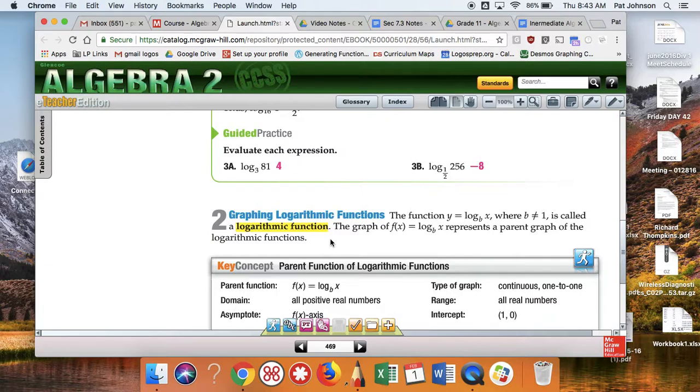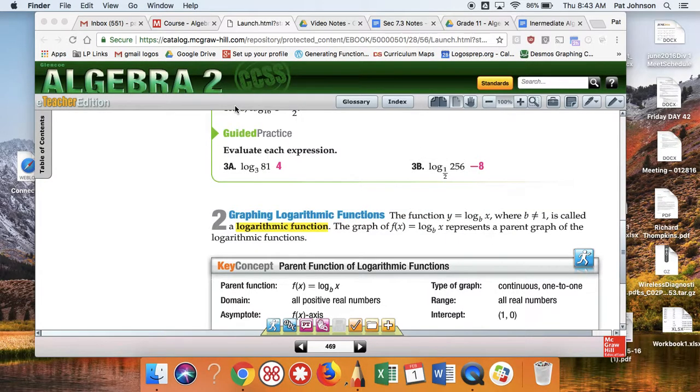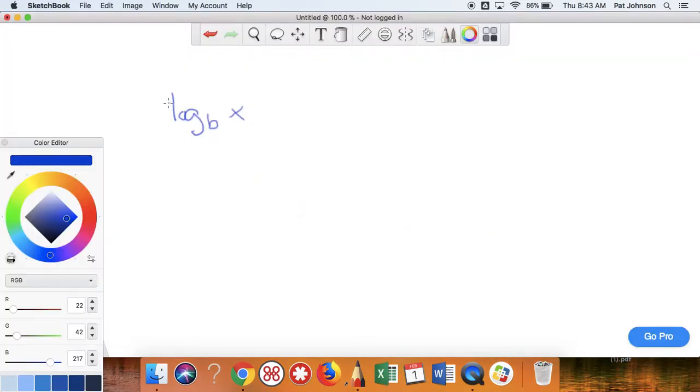So the function y equals log base b of x, where b cannot equal 1, is called the logarithm function. So this represents a parent graph of the logarithm function. So just like everything else, we have a parent function. So we have log base b of x equals f of x. Remember, f of x is a fancy word for y.